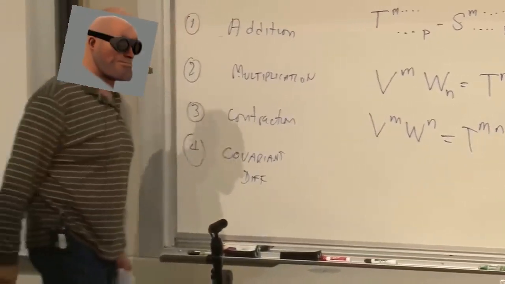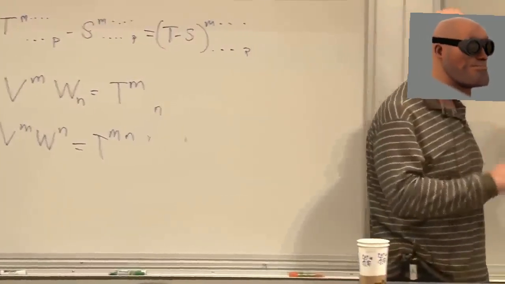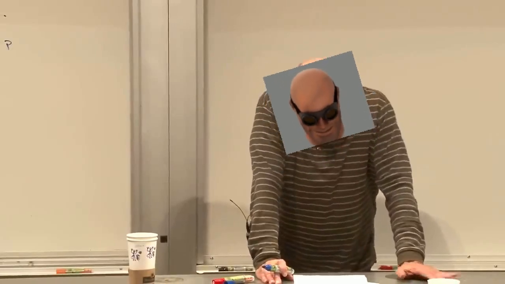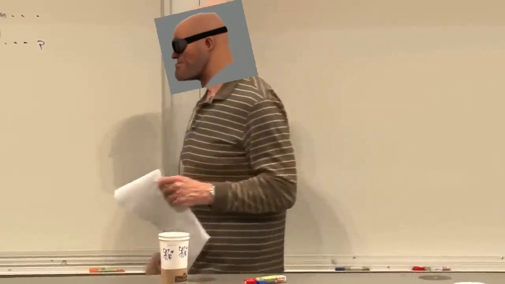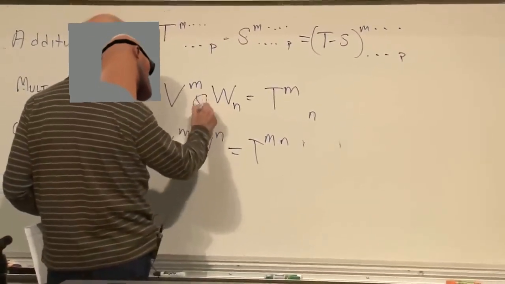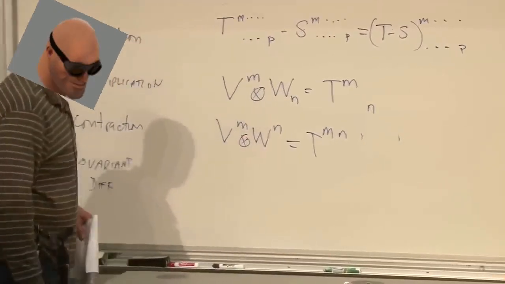I use upstairs and downstairs because I constantly have to remind myself which one is covariant and which one is contravariant. And upstairs and downstairs are easier to think of, but they're the same thing. And you can put a product sign in here if you like, just to keep track of the fact that you're multiplying.